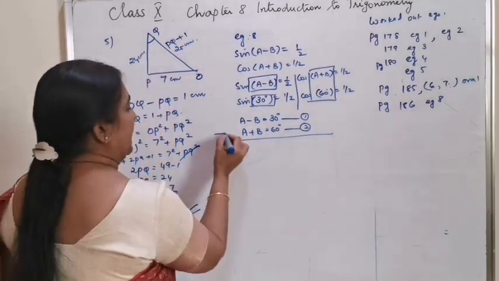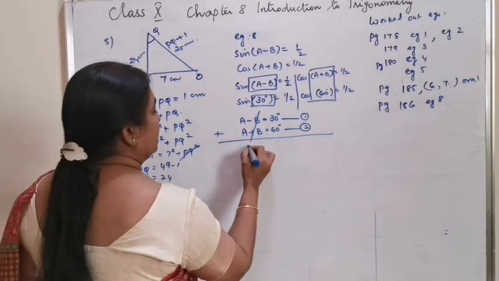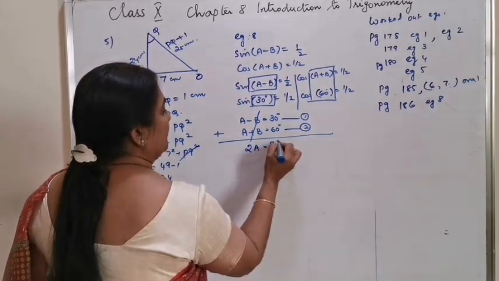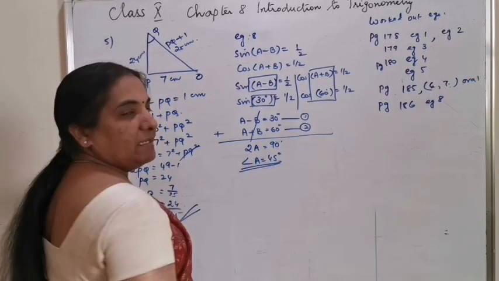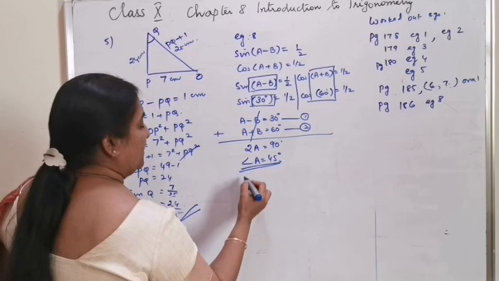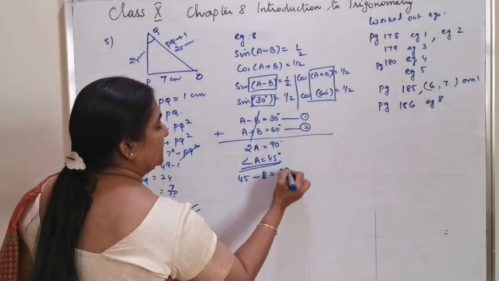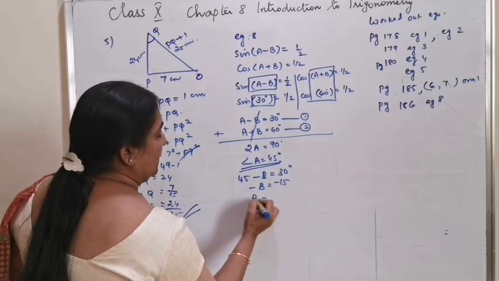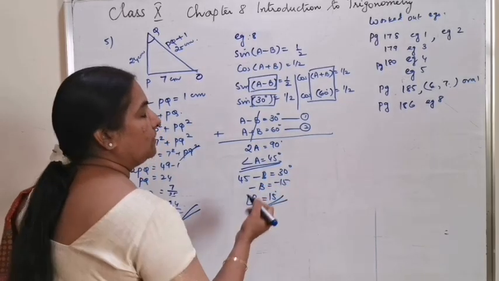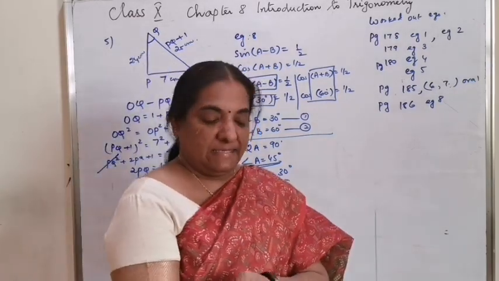If you just add the equations, positive B and negative B get cancelled. 2A is equal to 90 degree, or angle A is equal to 45 degree. Substitute in any one of the equations. 45 minus B is equal to 30, minus B is equal to minus 15, or angle B is equal to 15 degree. That is worked out example 8.